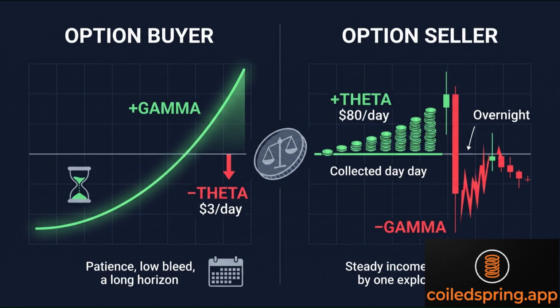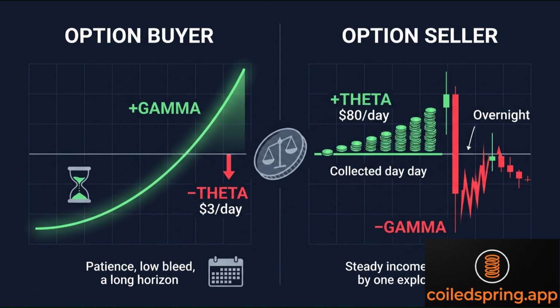Let's look at the two extremes in the trade-off box on the right. The LEAPS buyer. You buy a long-dated option. Gamma is low. The position doesn't lurch with every tick. Delta changes slowly and predictably. Theta is also low, perhaps $3 per day per contract.